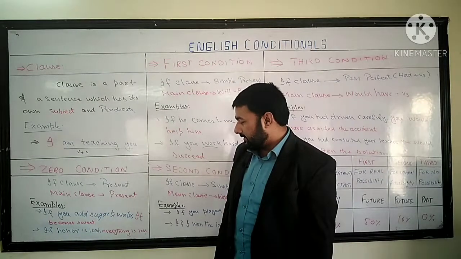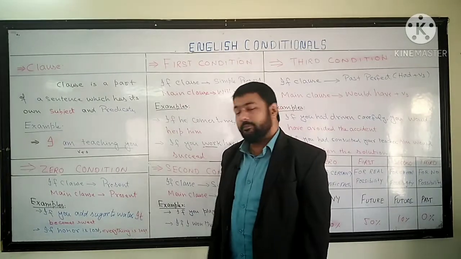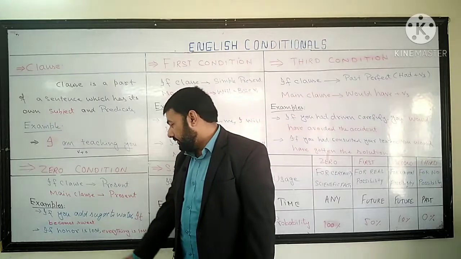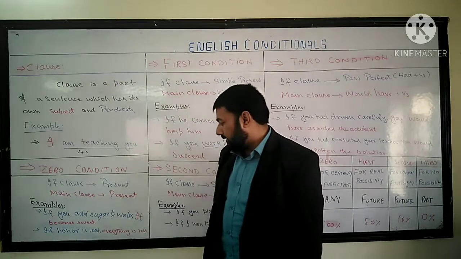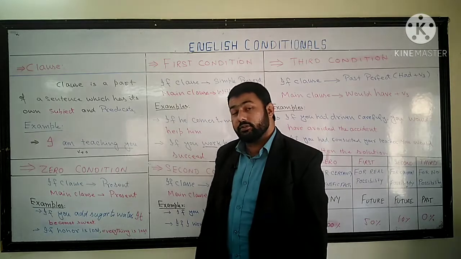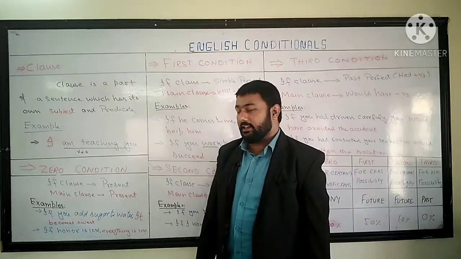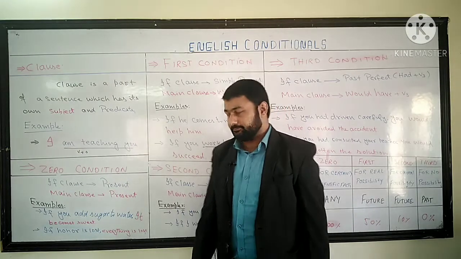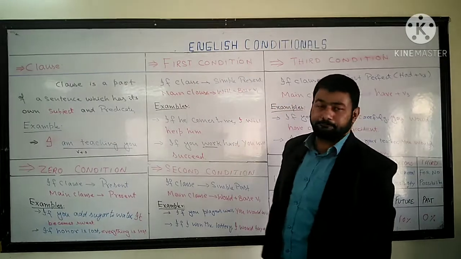Now let's take another sentence. If honor is lost, everything is lost. Now, again in this sentence, if clause written in blue has present tense in it, if honor is lost, and the resultant written in red is also in present, everything is lost. So we may say that in zero condition, both clauses contain present tense. Now let's move towards the next one, first condition.